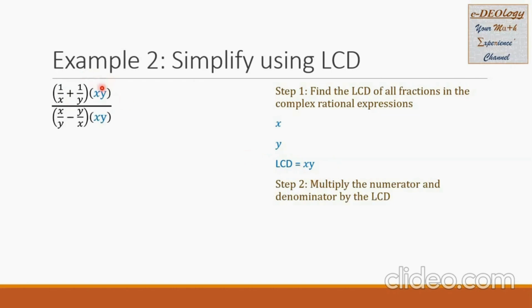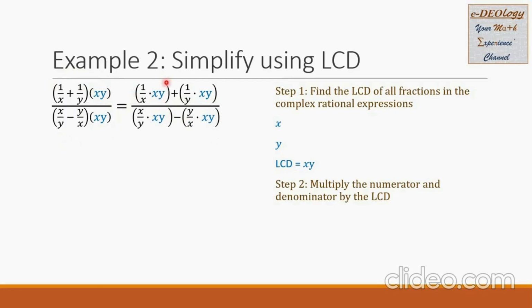So the xy, the LCD, is multiplied to the numerator, also in the denominator. And then this xy will be distributed to the 1 over x, also the xy times 1 over y. The same idea with our xy here to be multiplied with the x over y, and then xy times the y over x. So it's now like this. So we have now 4 groups here, 1, 2, 3, 4, and then let us cancel some terms that we can cancel.